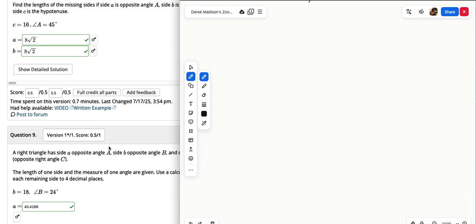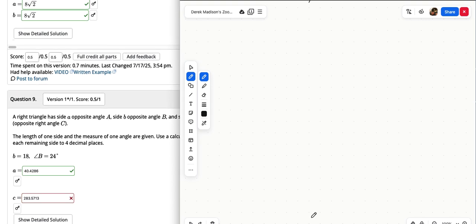So for this one, we're given a side and its opposite angle. Okay, so let's do that. I'll just draw a triangle here. Not a very good one. And we'll have that be, sorry, that's my dog coming through. She's big.